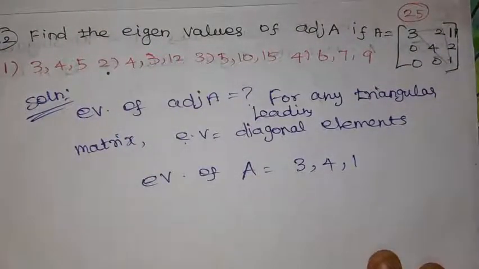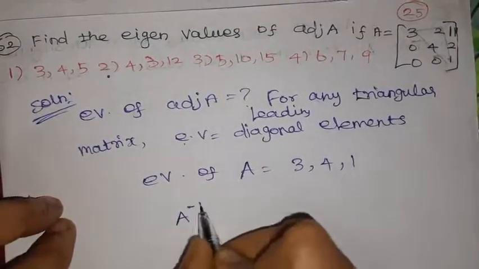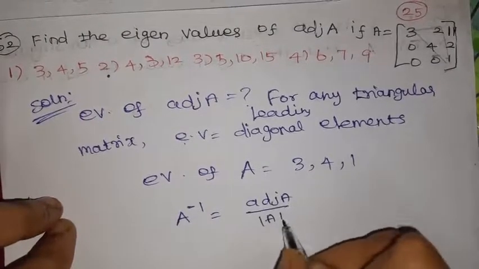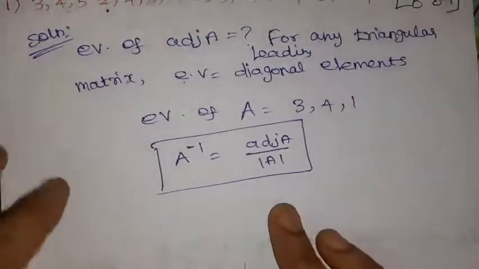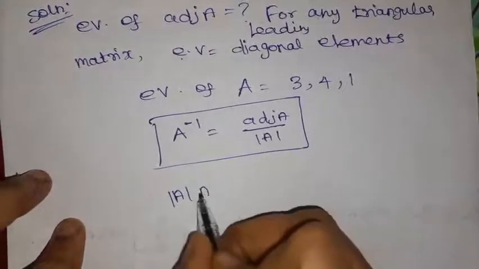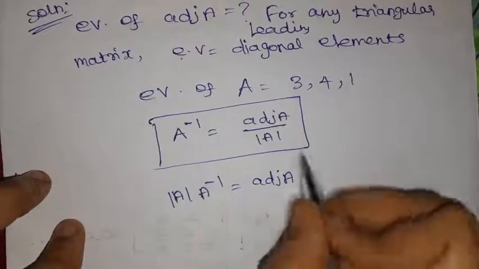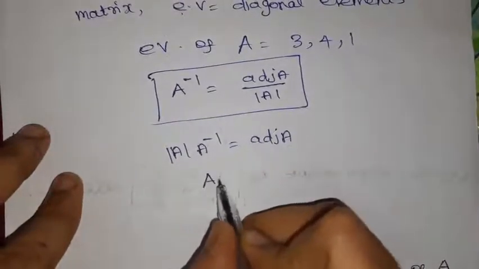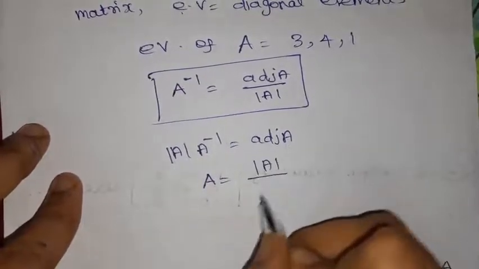So what is the relation with adjoint of A? We know that A inverse is nothing but adjoint of A divided by determinant of A. We know that formula, right? So from that we can find out. Multiplying A inverse by mod A gives adjoint A, so the inverse matrix goes to that side as A.